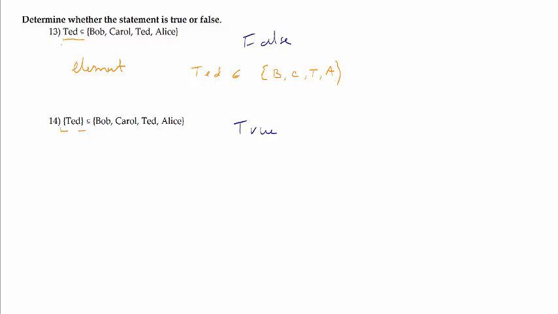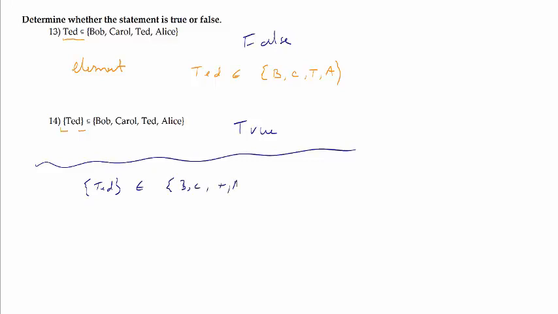So this first one is going to be false because Ted is not a set, and we shouldn't be talking about it being a subset of anything else. It's just an element. And then on number 14, it's true because it is a set, the right-hand side is a set, and it happens to be contained within it. Okay. A similar one, a small variation on this, if I were to go ahead and ask you, is the set containing Ted an element of the set containing Bob, Carol, Ted, and Alice? You would say false, because this is a set, and a set is not an element of this set.